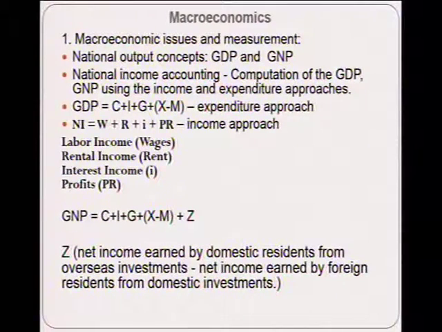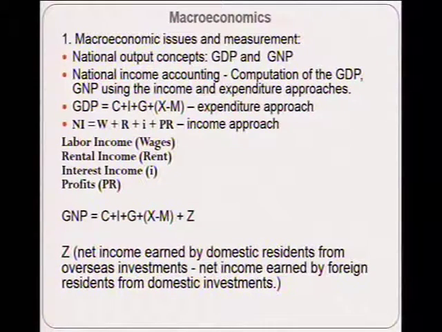The income approach, which is NI, is going to be the sum of W, which is wages, the labor income, R, which is the rental income, I, which is the interest income, and PR, which is the profit. In other words, all incomes are added, whether from labor, which is wages, or from rental income, or from interest, which is I, or from profit. That is GDP using the income approach or the expenditure approach.